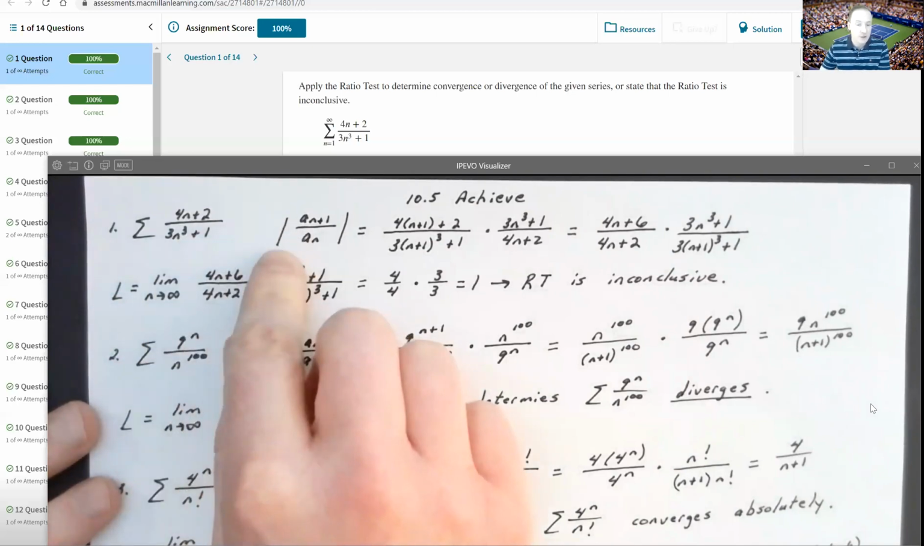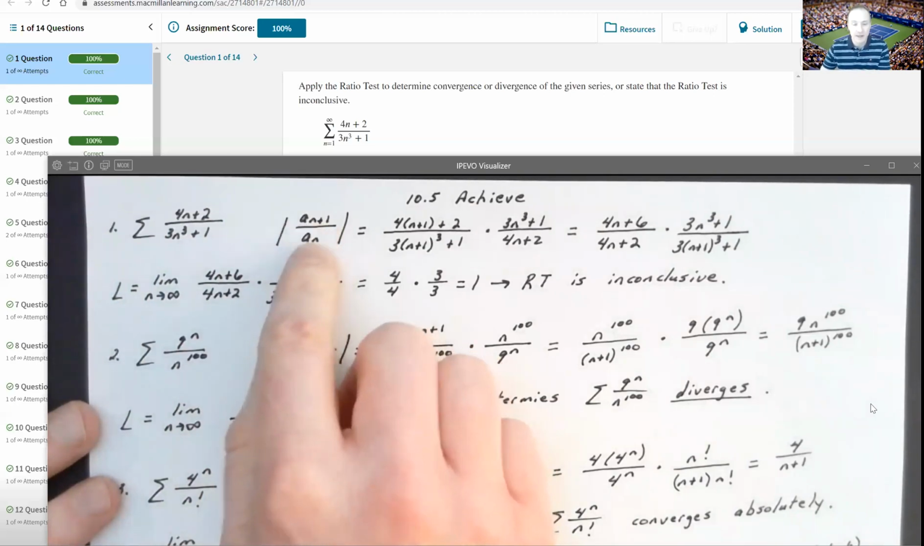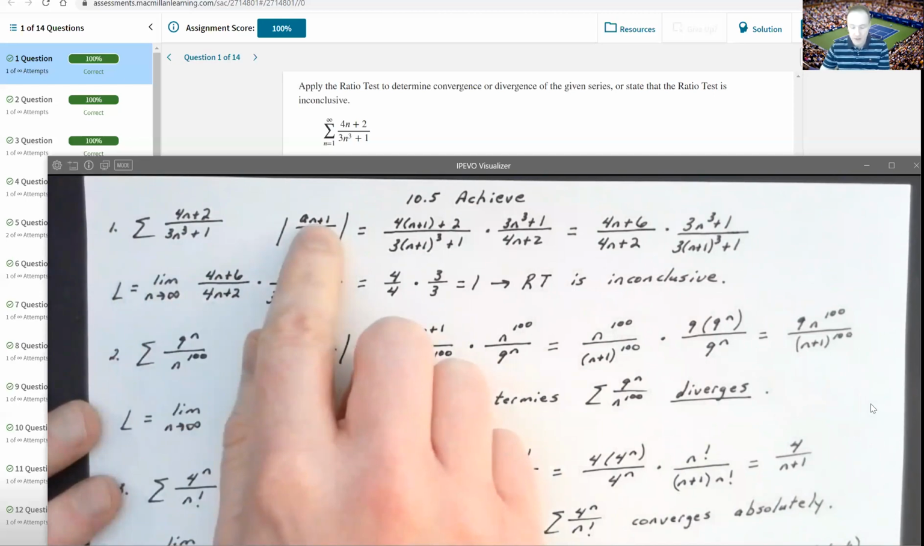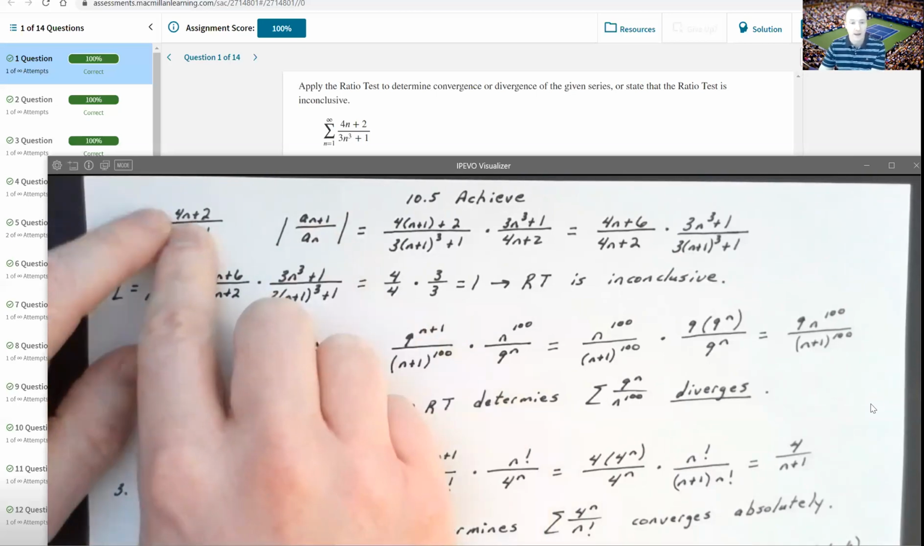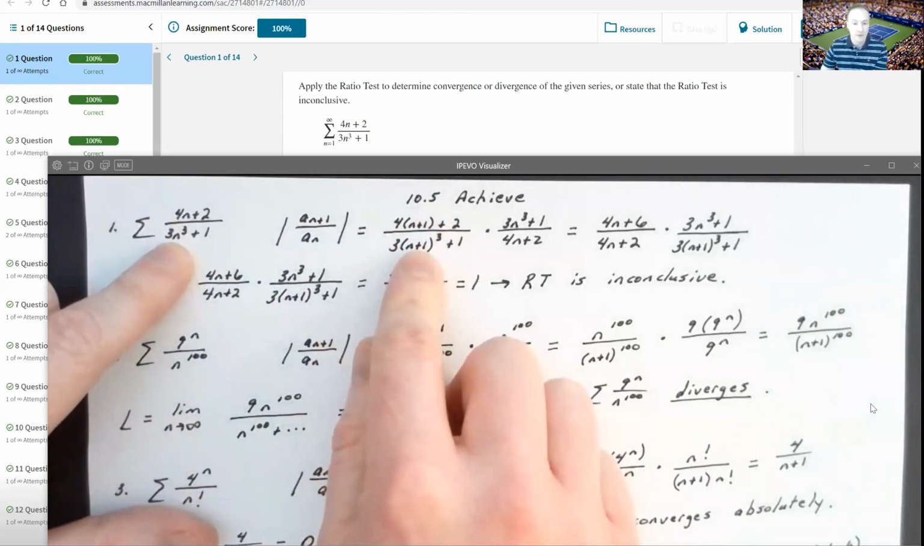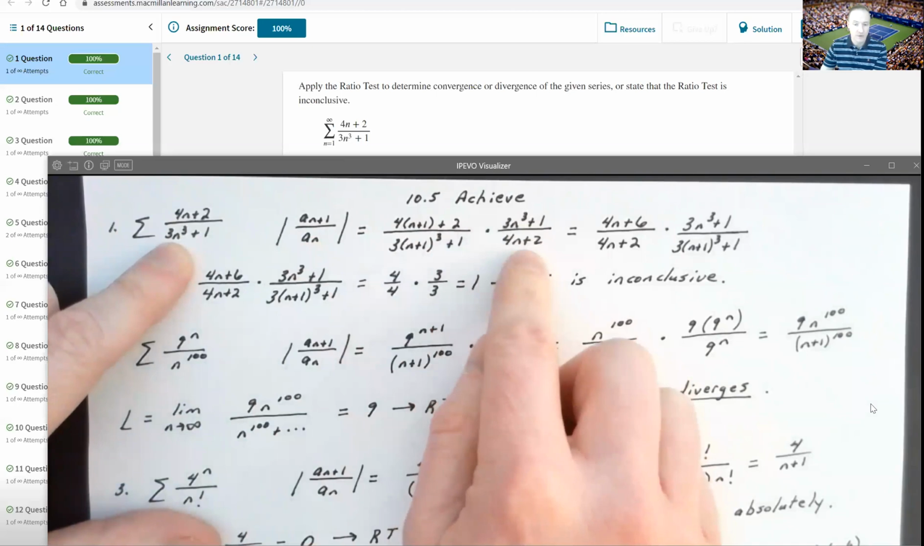So I needed to determine what the absolute value of the a sub n plus first term over the a sub nth term would be. Remember, a sub n is just the general term of the series in question here. So a sub n plus 1 is just my series general term evaluated when n is equal to n plus 1. That's what I did. I said 4 times n plus 1 plus 2 over 3 times n plus 1 cubed plus 1. And then for dividing by a sub n, I just multiplied by the reciprocal of a sub n.